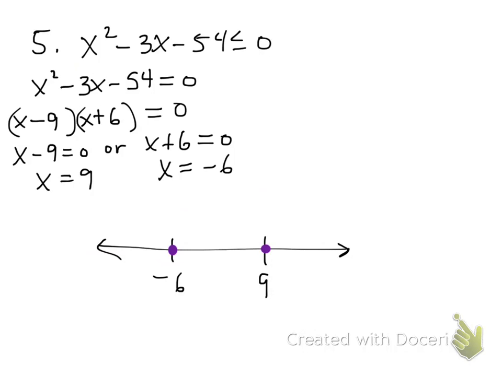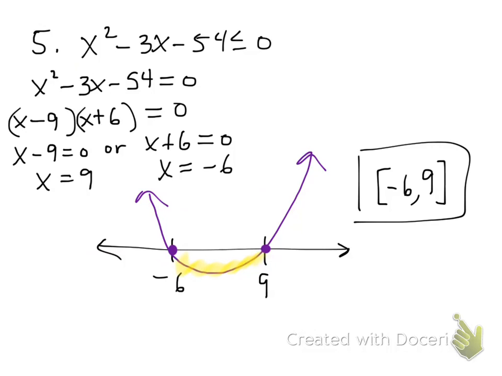And then again, you can see that the coefficient of x squared here is 1, which is positive. So our sketch would look again like what we've been drawing so far, and all the problems we're going to be doing are going to be with positive x squared. And then we want to know where this expression is less than 0. That's when the function is negative. And so our solution will include everything from negative 6 to 9, including the endpoints.